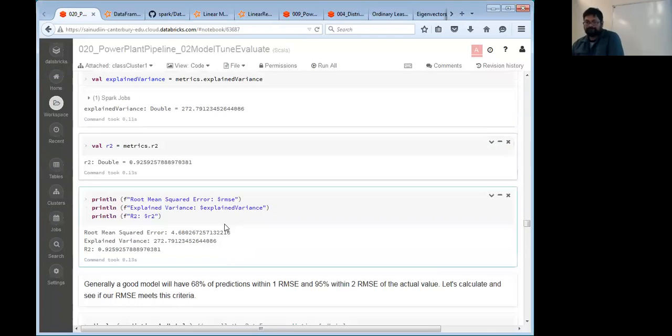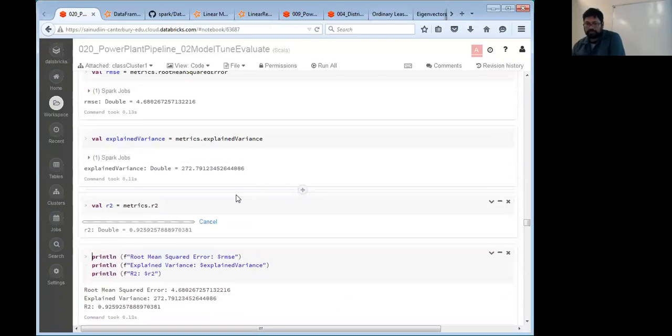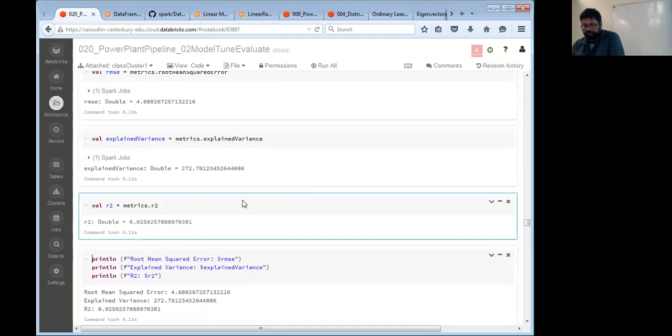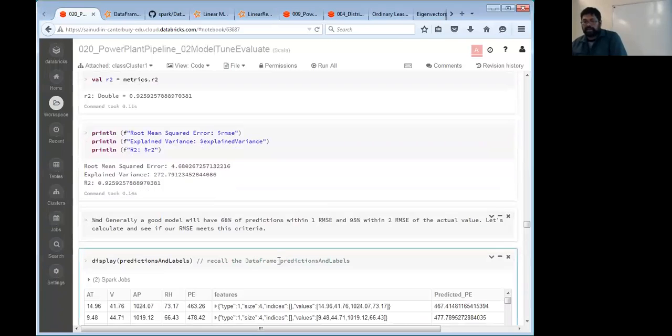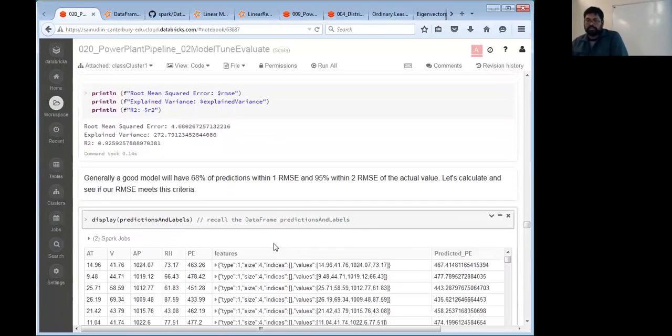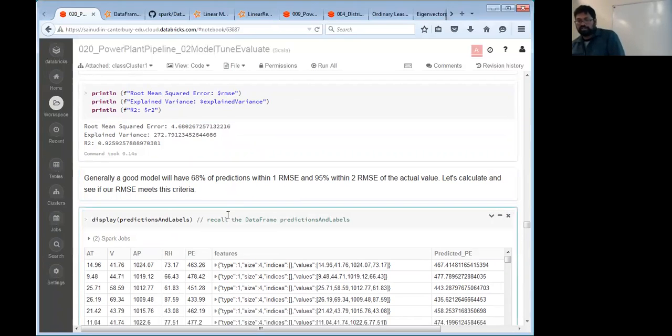So then you can print this and see how good the fit is. Generally a good model will have 68% of predictions within one root mean square error and 95% within 2 RMSE of the actual value. So we can actually calculate this quickly, right?